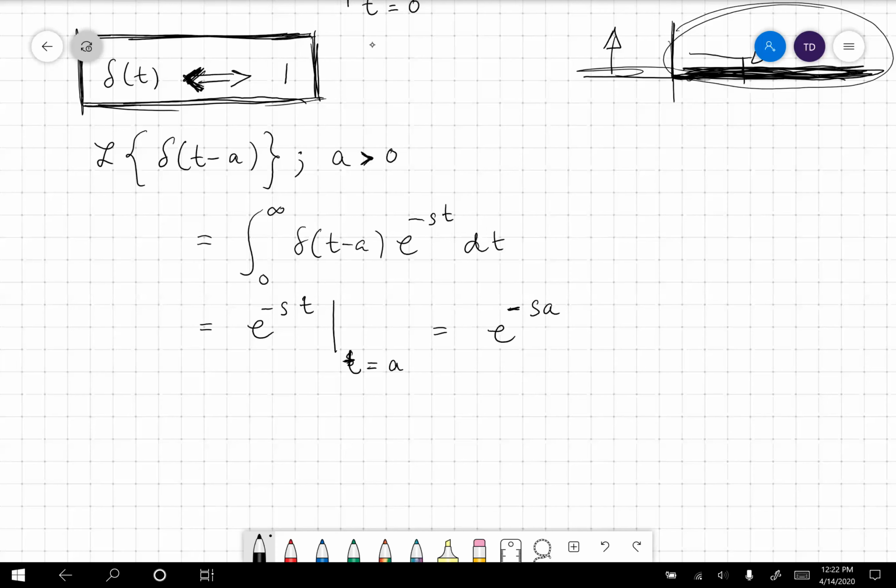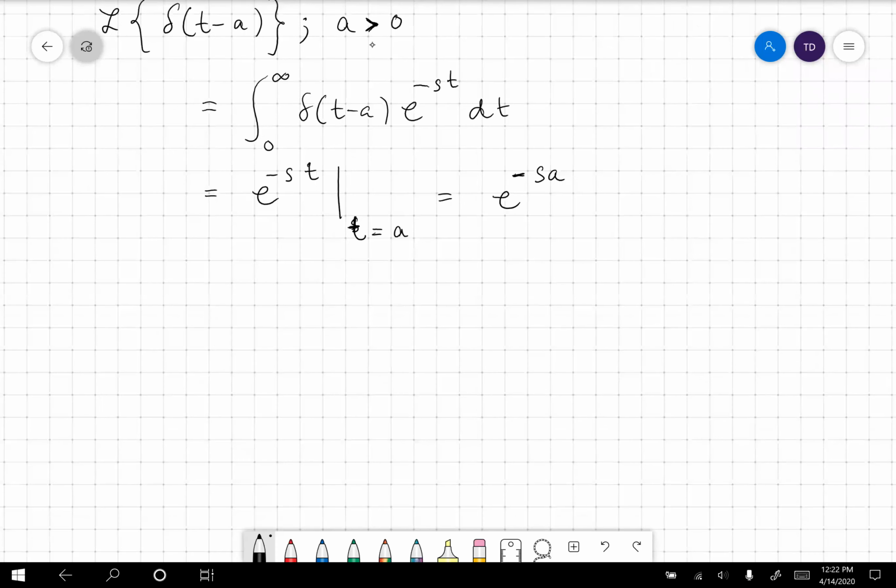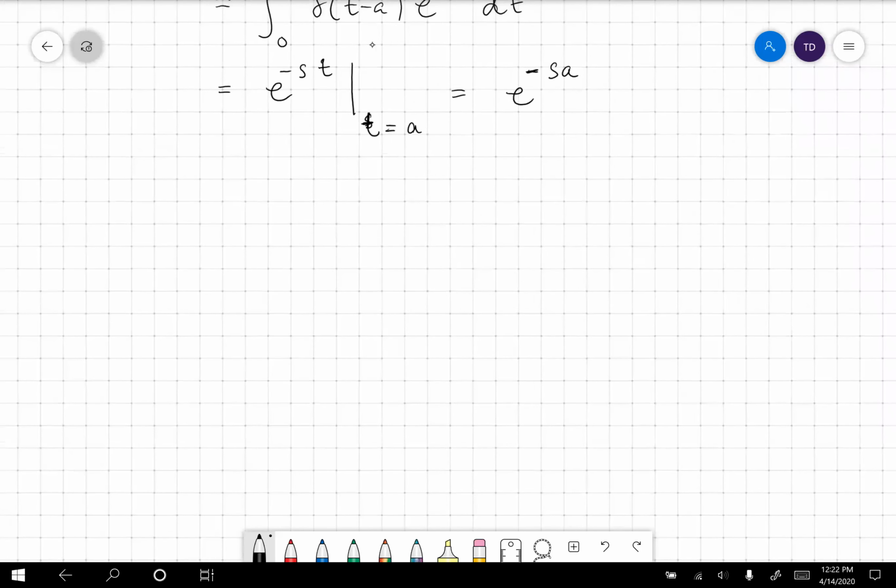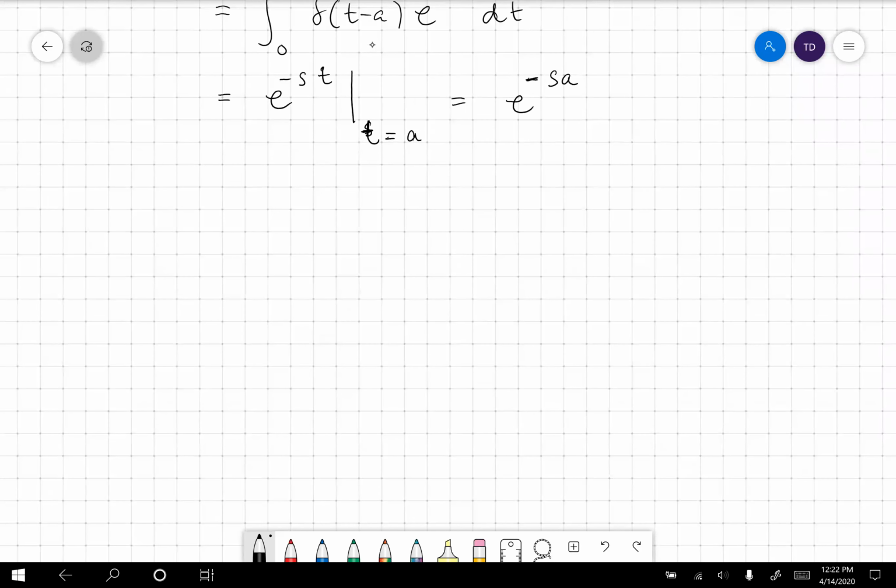So there's another transform. I'm not going to box this one up because we're going to have a property that will allow us to see that. But the Laplace transform of delta of t minus a is e to the minus sa, provided a is greater than 0. We said what it would be if a was less than 0: it's 0. So that's our first Laplace transform.